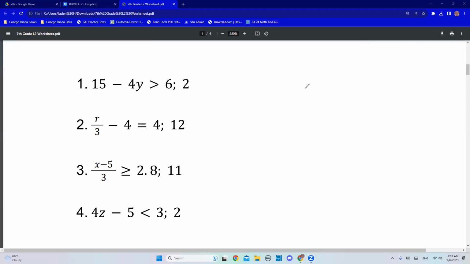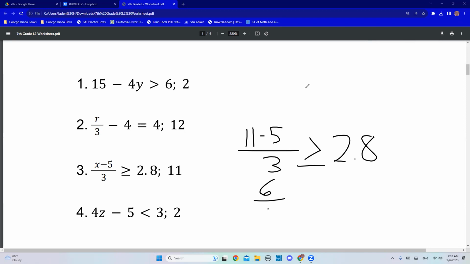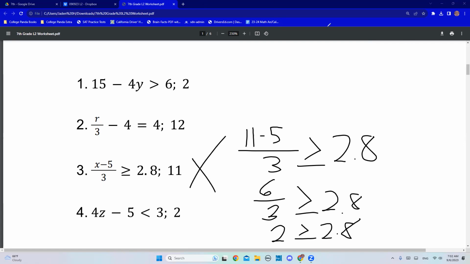x minus 5 divided by 3 is greater than or equal to 2.8. And we're plugging in the number 11. So let's plug in 11. So 11 minus 5, divided by 3, is greater than or equal to 2.8. So 11 minus 5 is 6. So 6 divided by 3 is 2. So is 2 greater than or equal to 2.8? Well, it's not. So this inequality is incorrect.